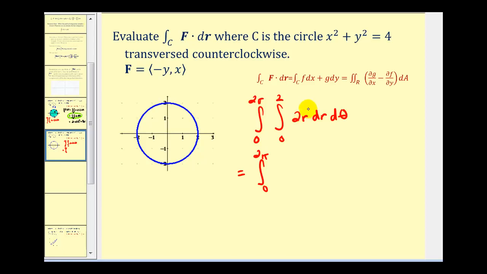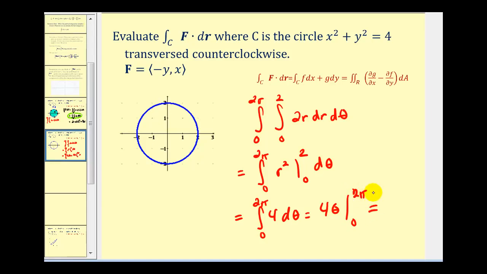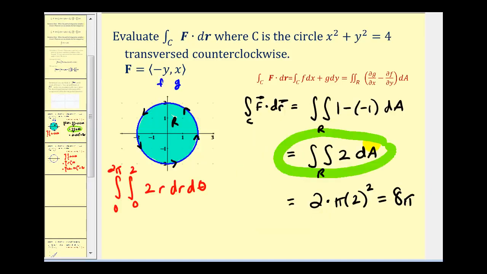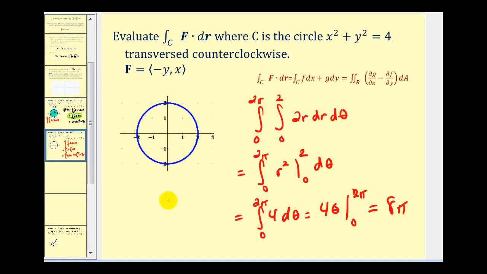So we'd have 2 times r squared over 2, which just gives us r squared. This would just be 4 minus 0, so we'd have the integral from 0 to 2 pi of 4 d theta. So we have 4 theta. And then you can see here we'd have 8 pi minus 0, or 8 pi. So the result is the same, regardless of whether we take the shortcut by just multiplying 2 times the area of the region, or we convert to polar form and evaluate it the long way.